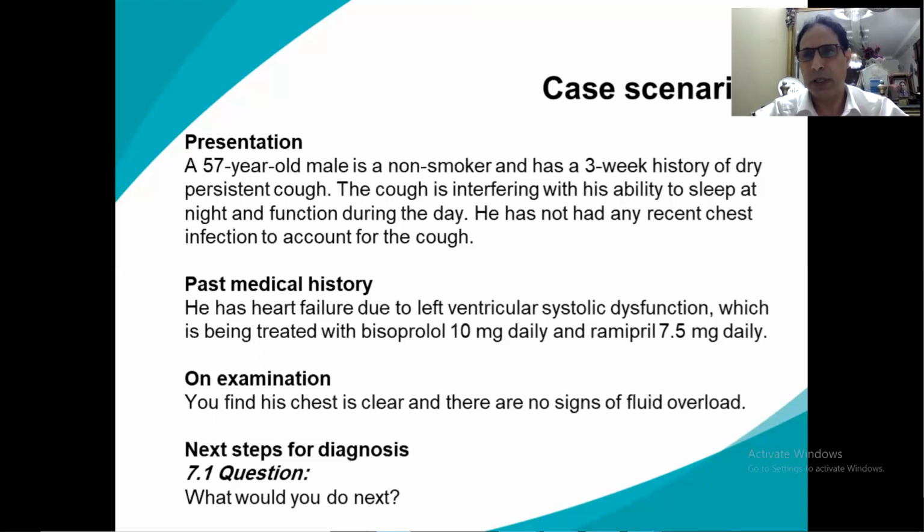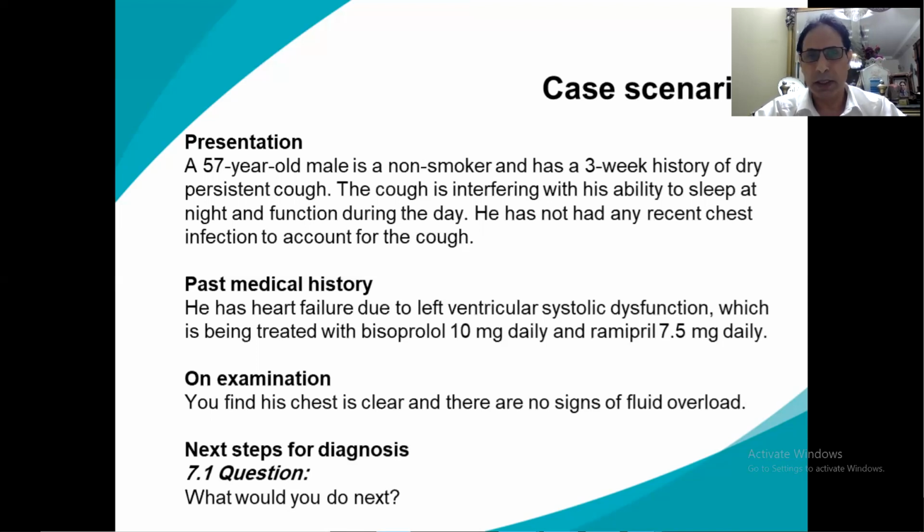He has heart failure, diagnosed as heart failure due to left ventricular systolic dysfunction, what we call heart failure with reduced ejection fraction, which is treated in this case with bisoprolol, Concor 10 mg maximum dose, and Ramipril 7.5 mg, what we call the ACE inhibitor. So a patient with heart failure presented with a dry cough. On examination, the chest was clear and there was no sign of fluid overload. So what is the problem?